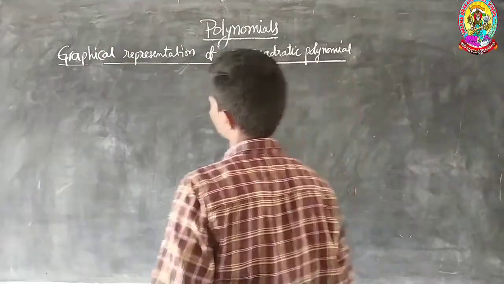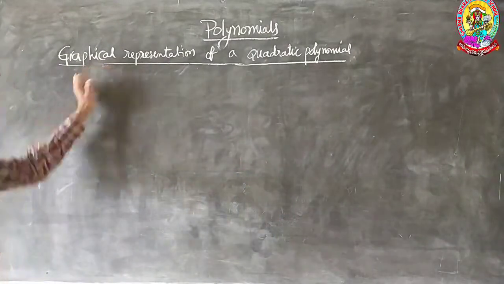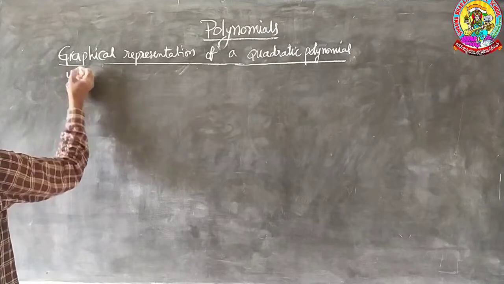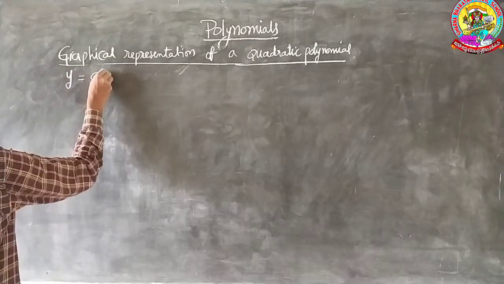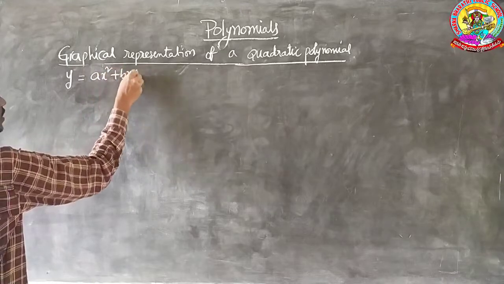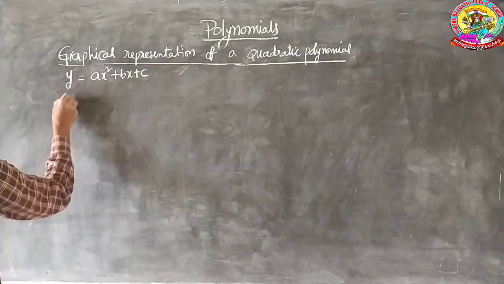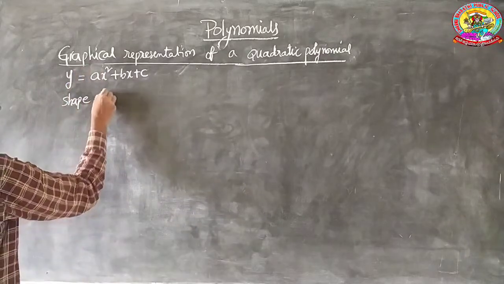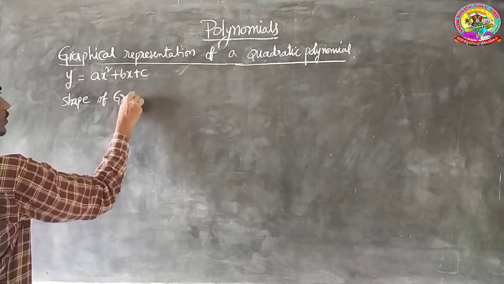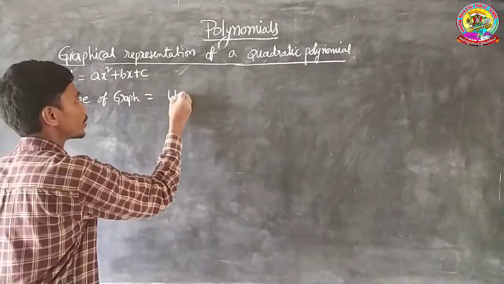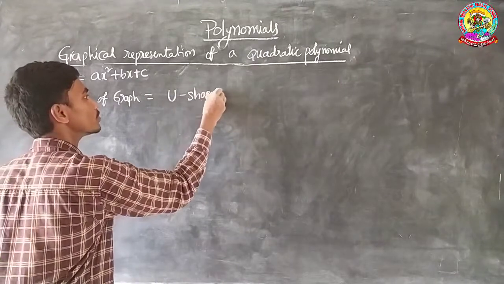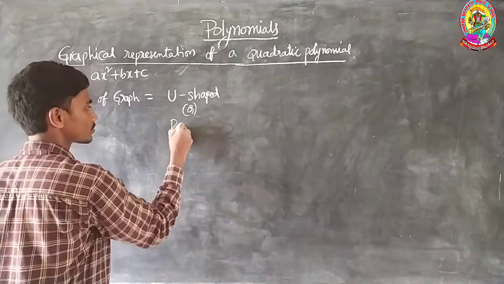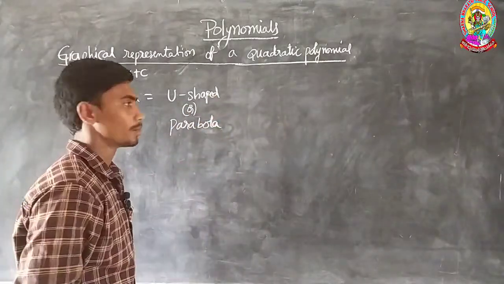Next, graphical representation of quadratic polynomial. So what is the general equation of a quadratic polynomial? Y is equal to ax square plus bx plus c. What is the shape of this quadratic polynomial's graph? The shape of the graph is U-shaped. The U-shaped graph is called a parabola.